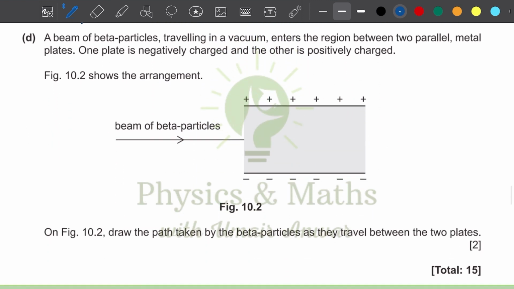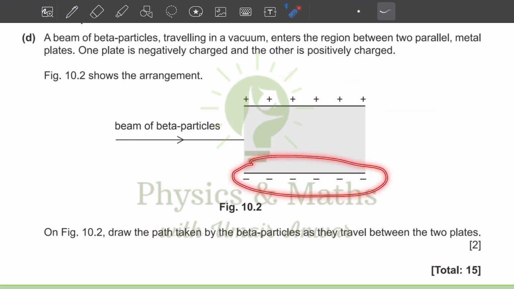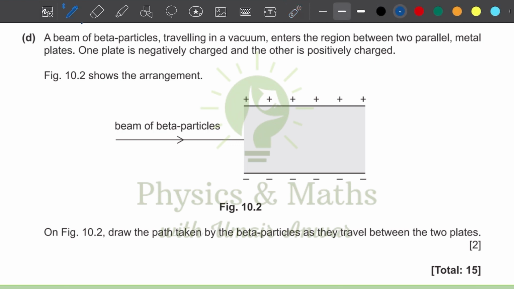Okay, the last part of the question says a beam of beta particles traveling in a vacuum enters a region between two plates. One plate is negatively charged and the other is positively charged. Figure 10.2 shows the arrangement. On figure 10.2, draw the path taken by the beta particles as they travel between the plates.